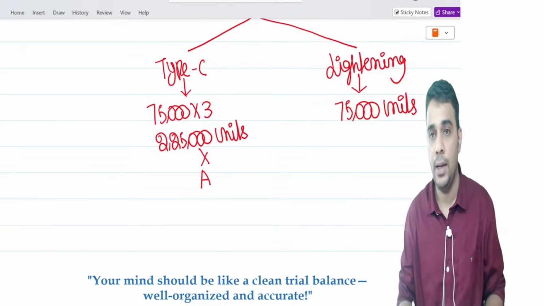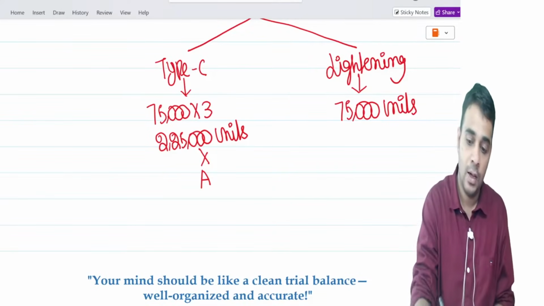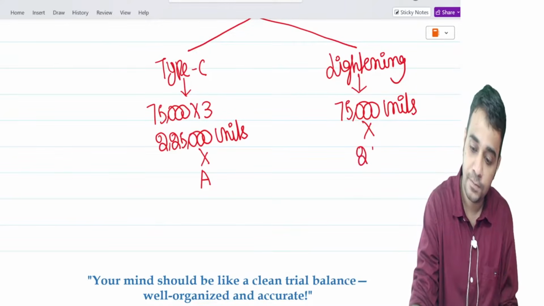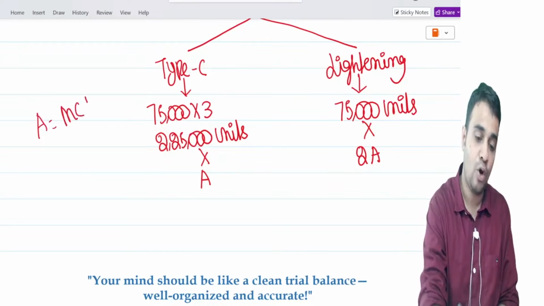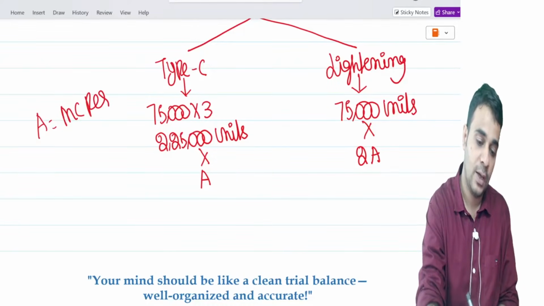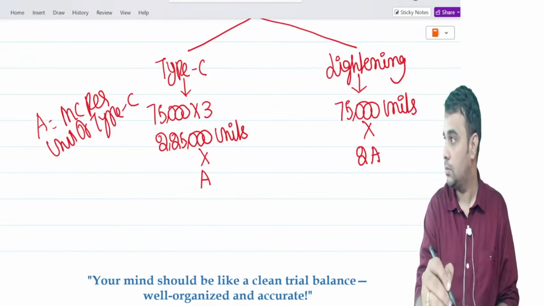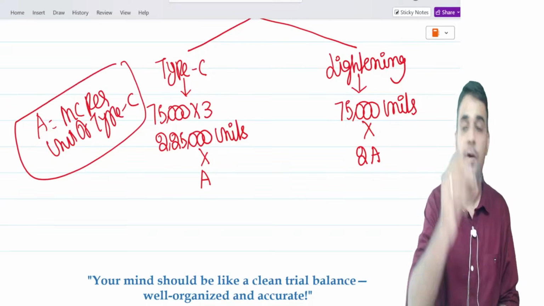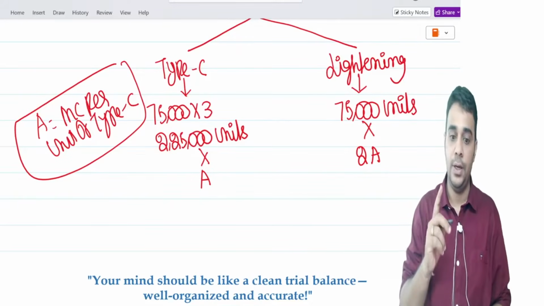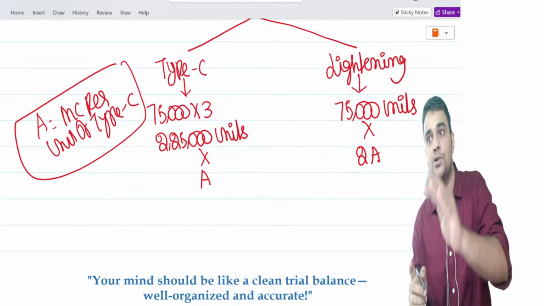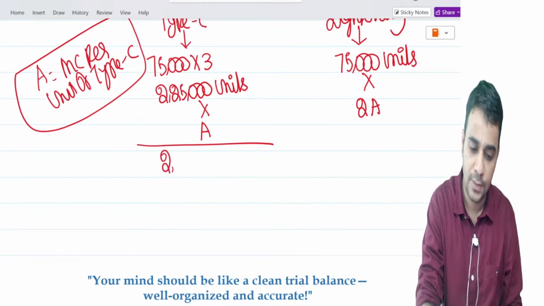Listen for some time now. For type C, I assume the material cost per unit is A, and this is going to be 2A. What is A? A is equal to the material cost per unit of type C. So lightning is going to be double that. No need to write. Listen for some time.